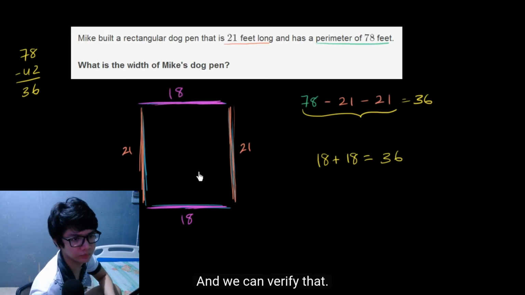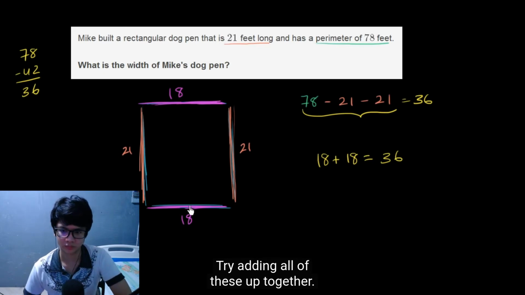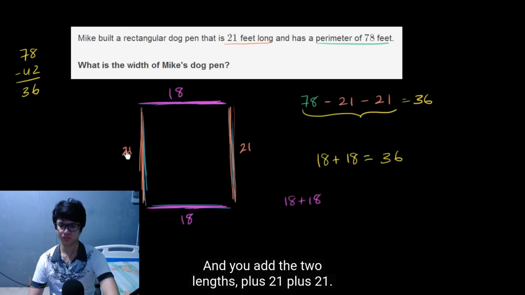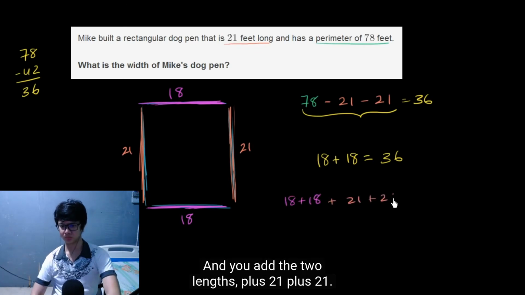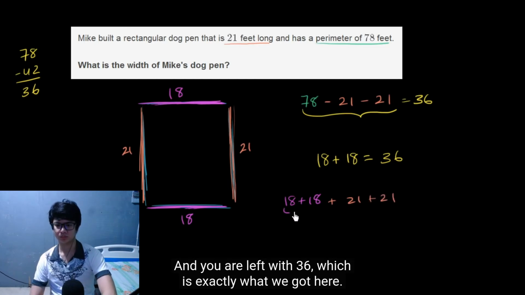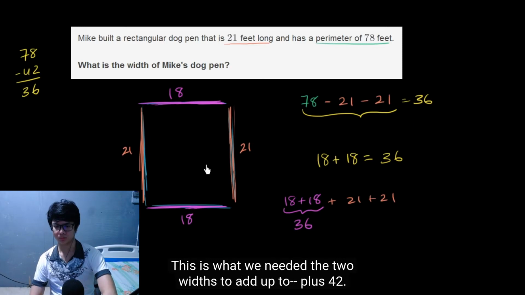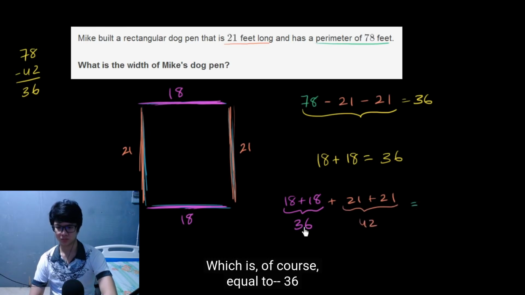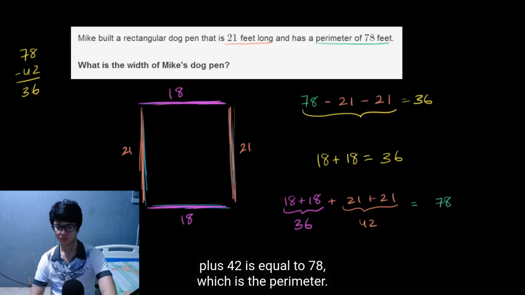And we can verify that. Try adding all of these up together. You add the two widths, 18 plus 18, and you add the two lengths, 21 plus 21, and you are left with 36, which is exactly what we got here. This is what we needed the two widths to add up to, plus 42, which is of course 36 plus 42 is equal to 78, which is the perimeter.